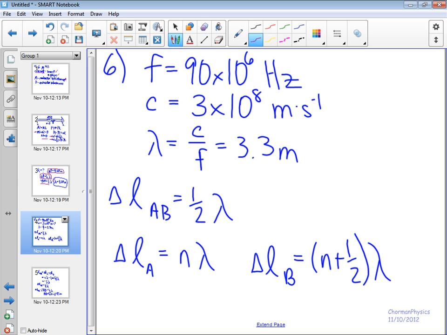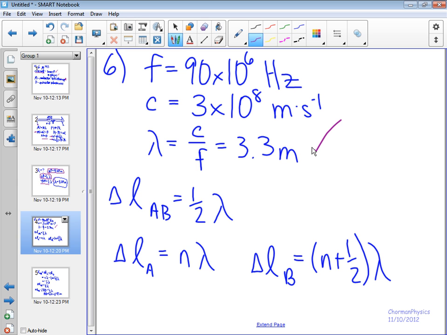So number 6, we're driving between 2 radio towers, both emitting the same frequency of radio waves. That frequency is 90 megahertz. Remember your metric prefix is 10 to the 6th there. We're dealing with light, electromagnetic waves, which all travel at the same speed, so we know the wave speed. We can get the wavelength of a wave, 3.3 meters. Good, we got some information here.